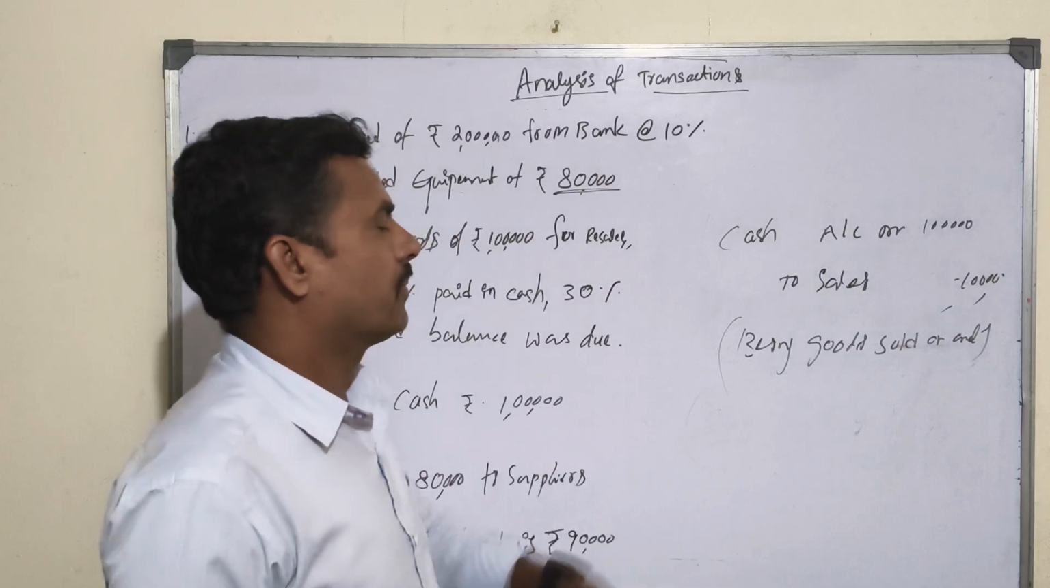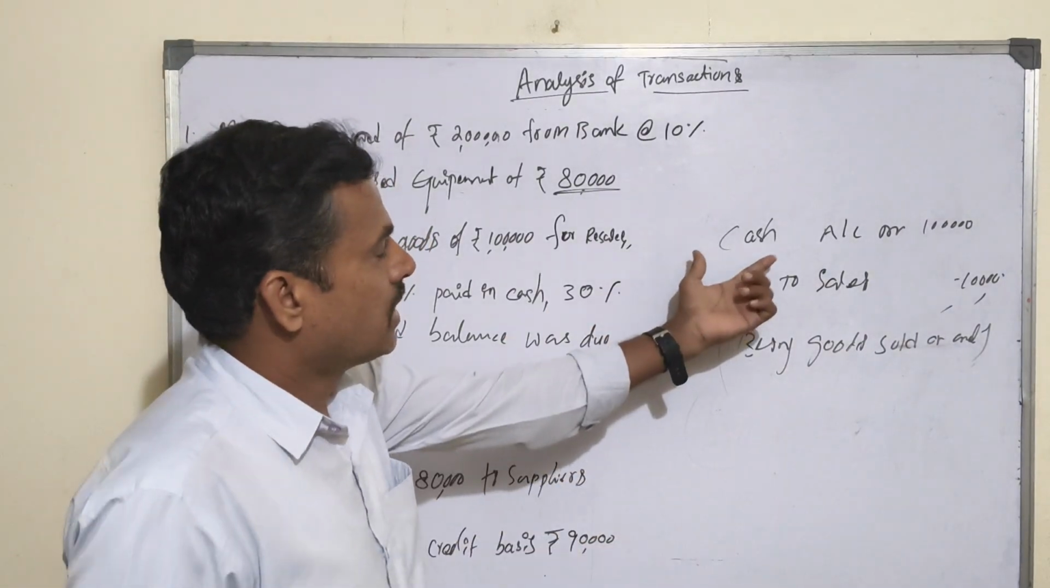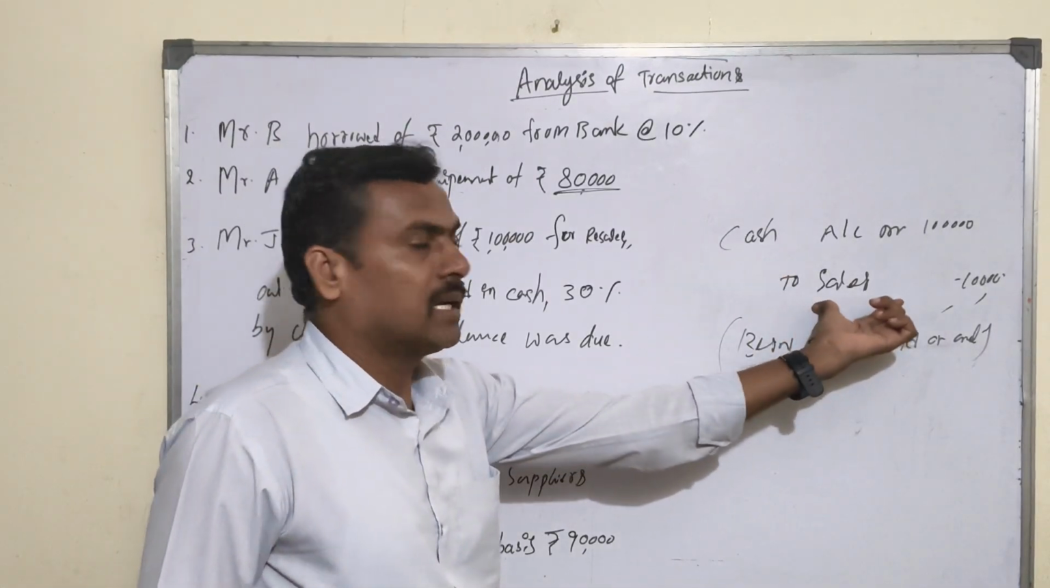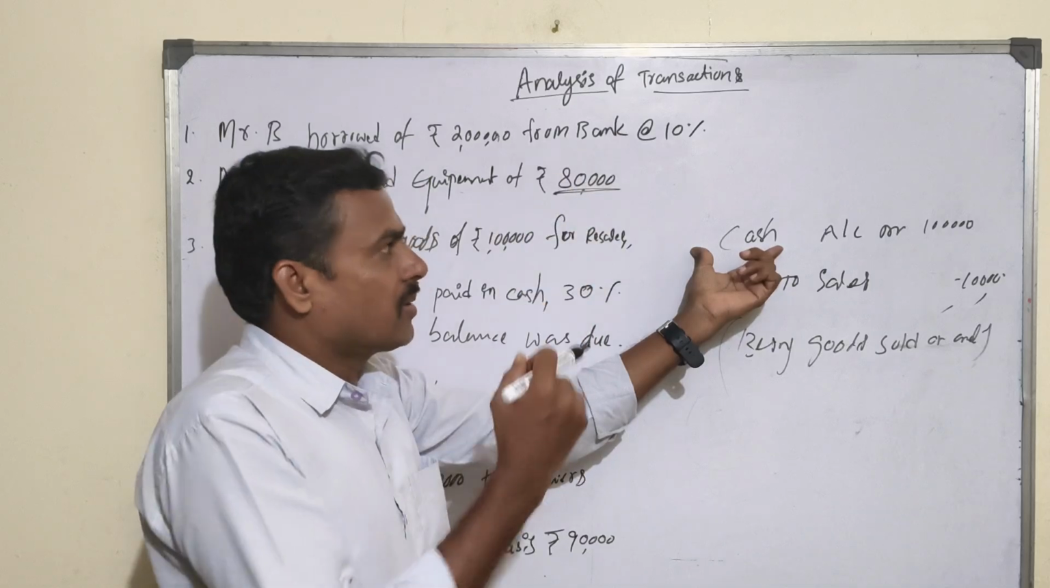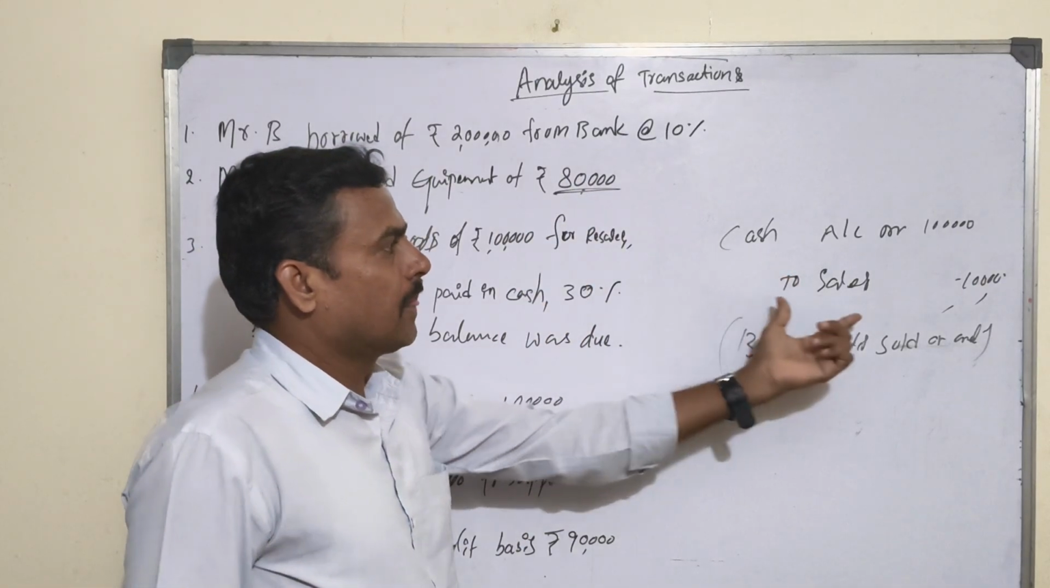Goods sold on credit. Now let's analyze the journal entry. What is the element? Two elements. One is asset, another one is revenue. Asset, when asset is coming to the business, debit means asset is increasing.